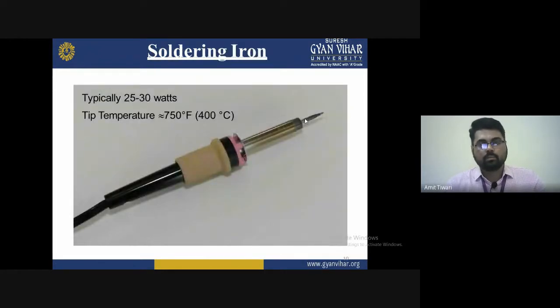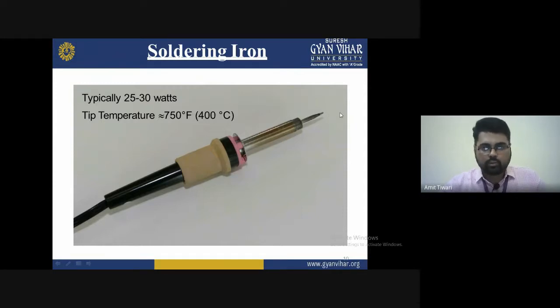Now discussing soldering, typically 25 to 30 volts we require, and a tip temperature of approximately 400 degrees Celsius is obtained during the soldering. So when you are doing the soldering and you join the circuit at a particular point where you want to join, you operate at 25 to 30 volts for the power, and with that power, 400 degrees Celsius temperature is obtained on the tip, like in this area.